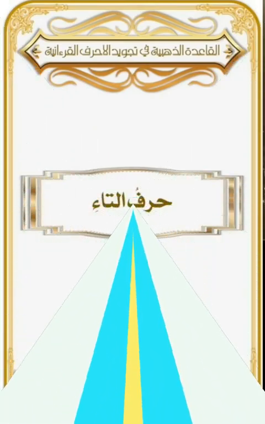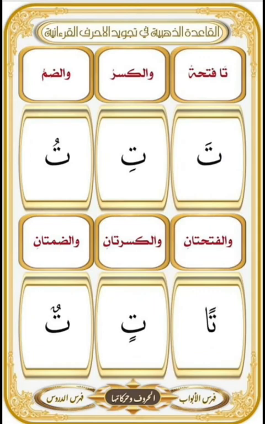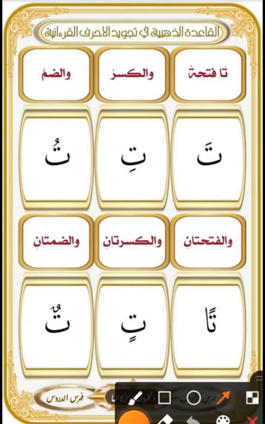حرف التاء, the letter ta: تا فتحة تا، والكسر تي، والضم تو. Here we have the letter ta with the three different vowels. The letter ta with the vowel فتحة, and the letter ta with the vowel كسرة. The letter ta with the vowel ضمة.